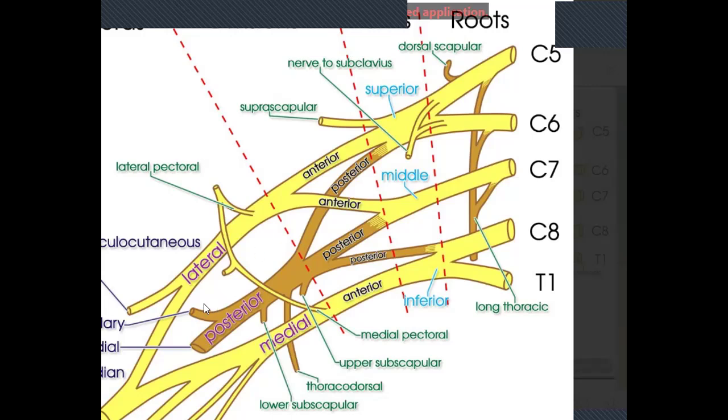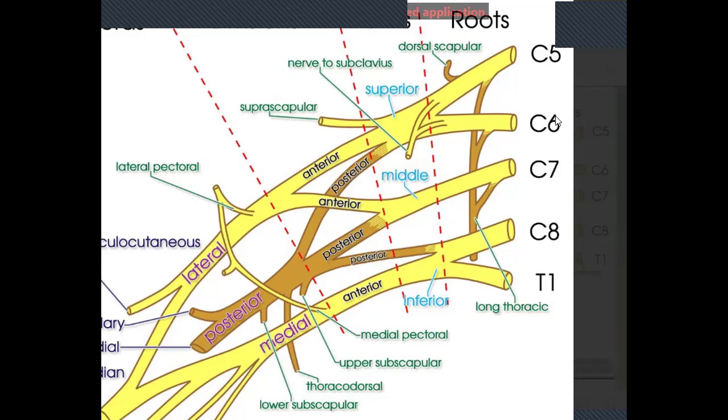Out of those, 5 are the major ones that you all know. They are the axillary nerve, a branch of the posterior cord, and then the radial nerve. This is radial, this is axillary, and then ulnar, median, and musculocutaneous. So this is median, this is ulnar, and this is musculocutaneous.